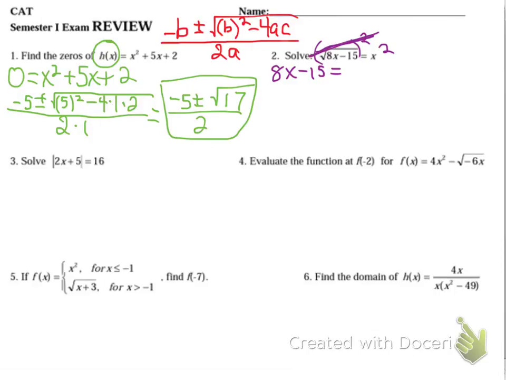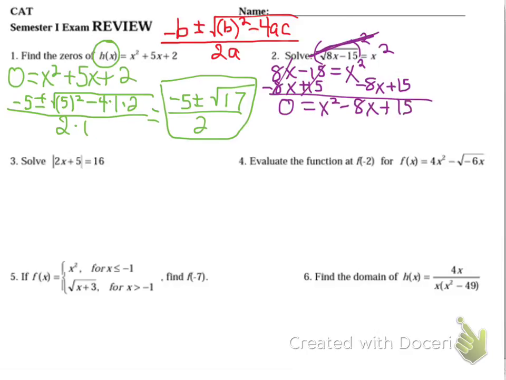Okay. So, it's a quadratic. And again, we have two methods of solving quadratics. You can factor or you can use the quadratic formula, but not until it equals 0. So, the first thing I have to do is subtract 8x and add 15 to each side. 8x minus 8x is 0. Negative 15 plus 15 is 0. So 0 equals x squared minus 8x plus 15.